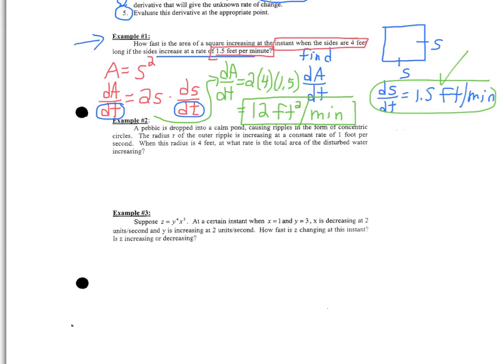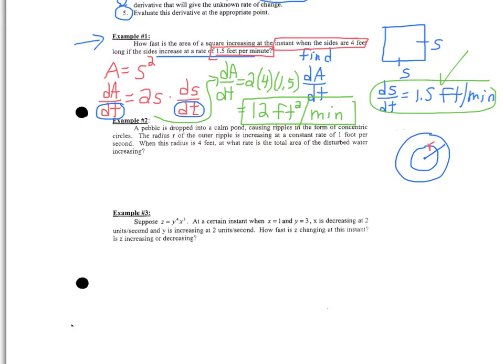So, a pebble dropped into a pond. We have ripples forming concentric circles. That's a circle within a circle. The radius r of the outer ripple is increasing at a constant rate of 1 foot per second. When this radius is 4, at what rate is the total area of the disturbed water increasing? So you have this idea of concentric circles. Here is my radius.